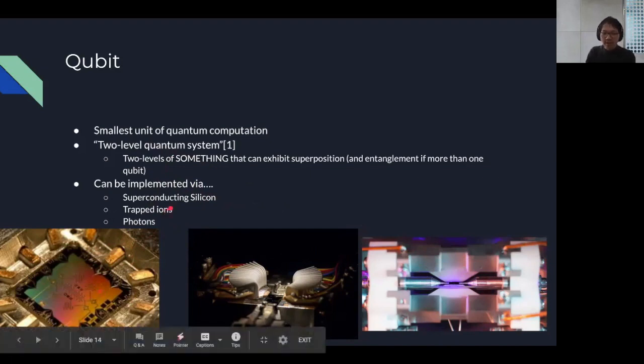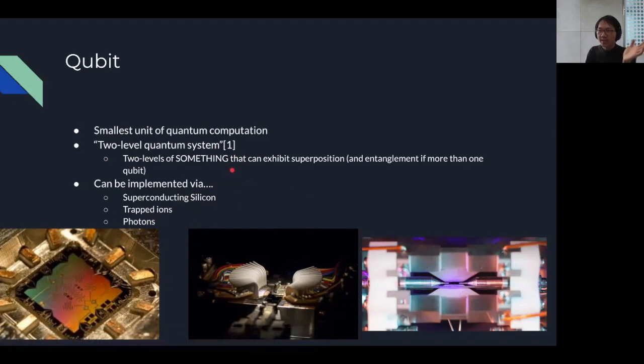The superconducting silicon systems use the energy levels, whereas trapped ions might prefer to use spin, I believe. With superconducting silicon, you have discrete energy levels. And you can even use photons. The photon polarization is another two-level quantum system you can use.